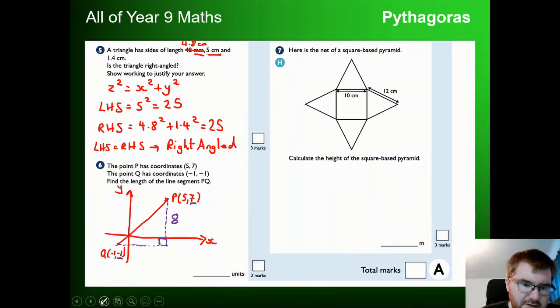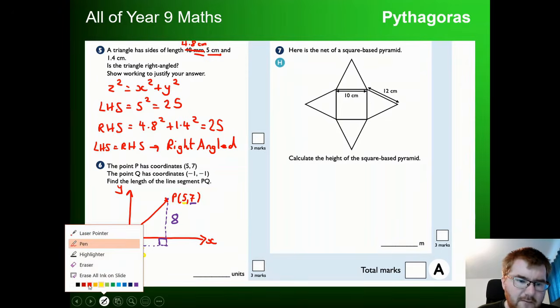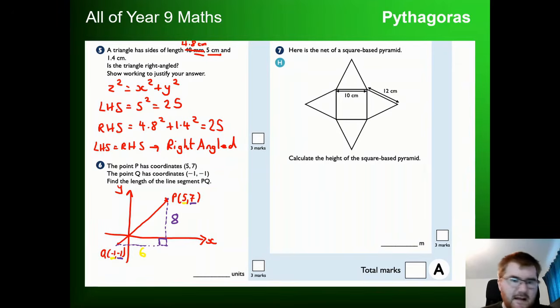Likewise, let's use a different color, let's use yellow. So what do we do to -1 to get to 5? Well, we're going to add 6. So essentially now we've actually got a Pythagoras question from a slightly different context. Again, we're looking for that z, we're looking for that longest side.